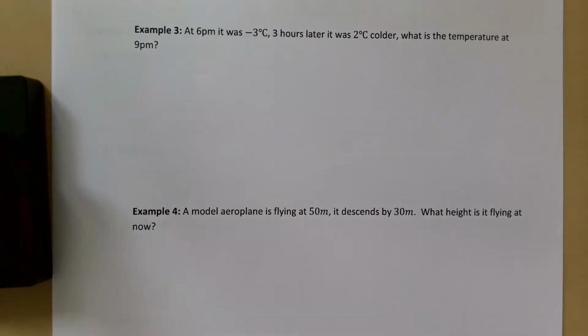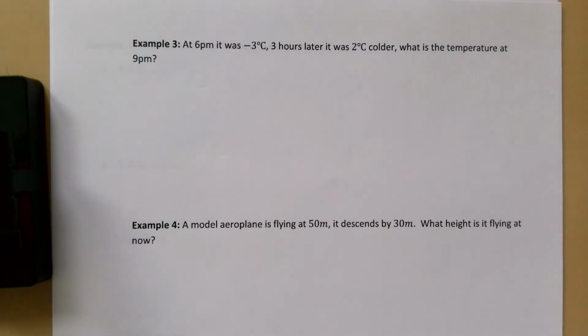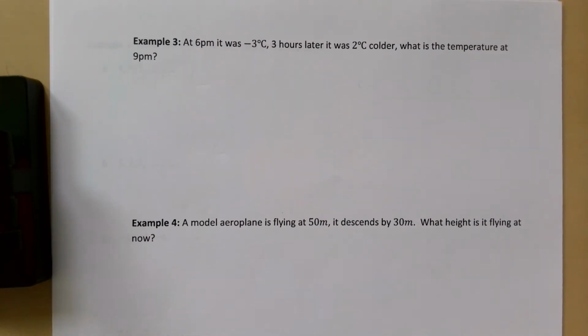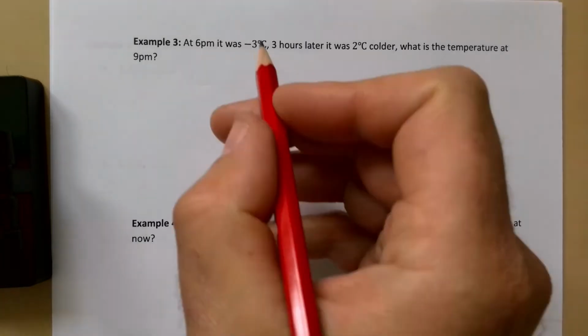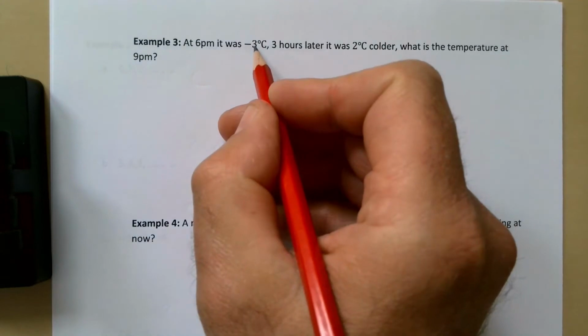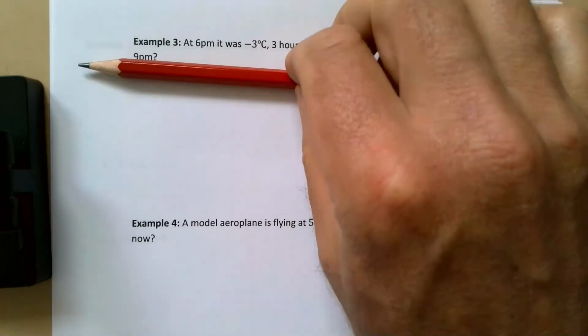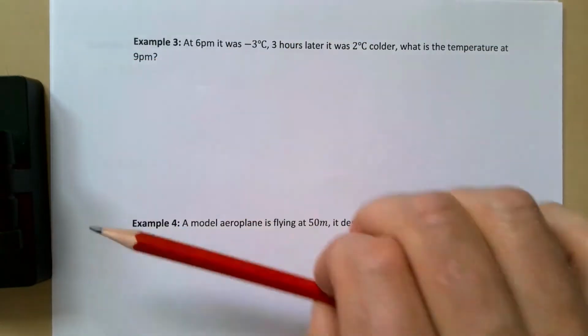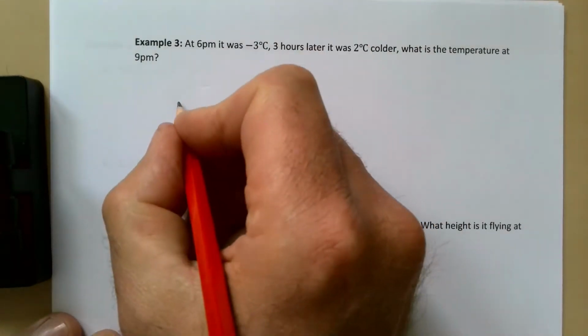Example 3, and let's check we're on the right page. I think we are. At 6 p.m. it was minus 3 degrees C. 3 hours later it was 2 degrees cooler. What is the temperature at 9 p.m? So 2 degrees colder than minus 3. So we have our 0, minus 3, and 2 degrees colder then it's going to be minus 5.